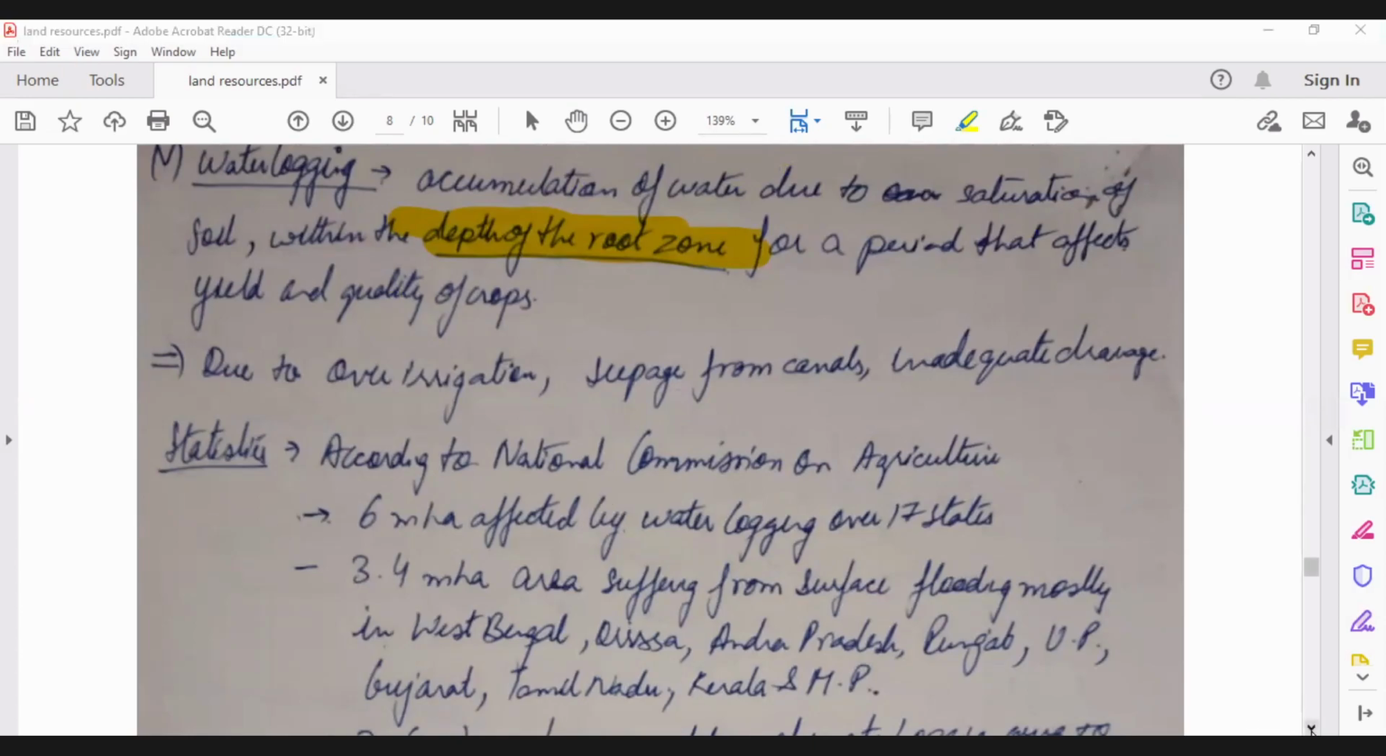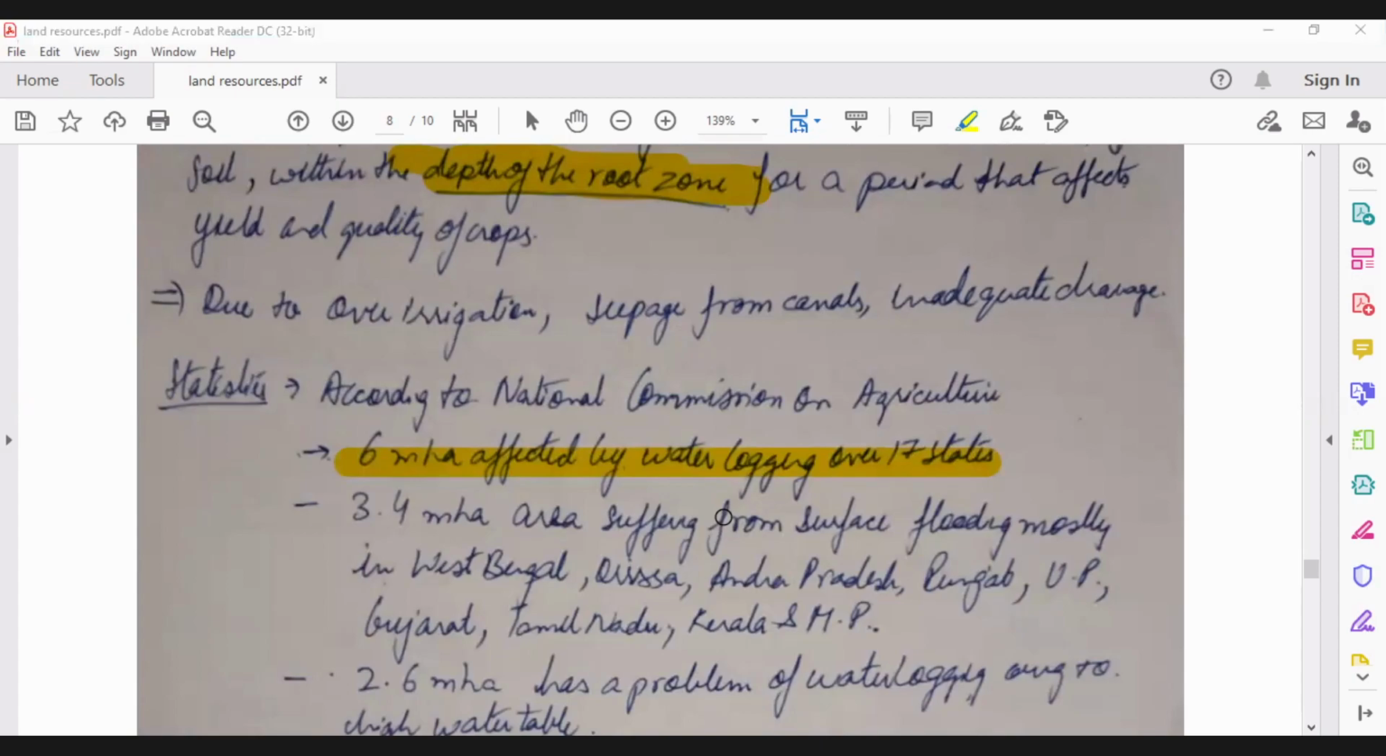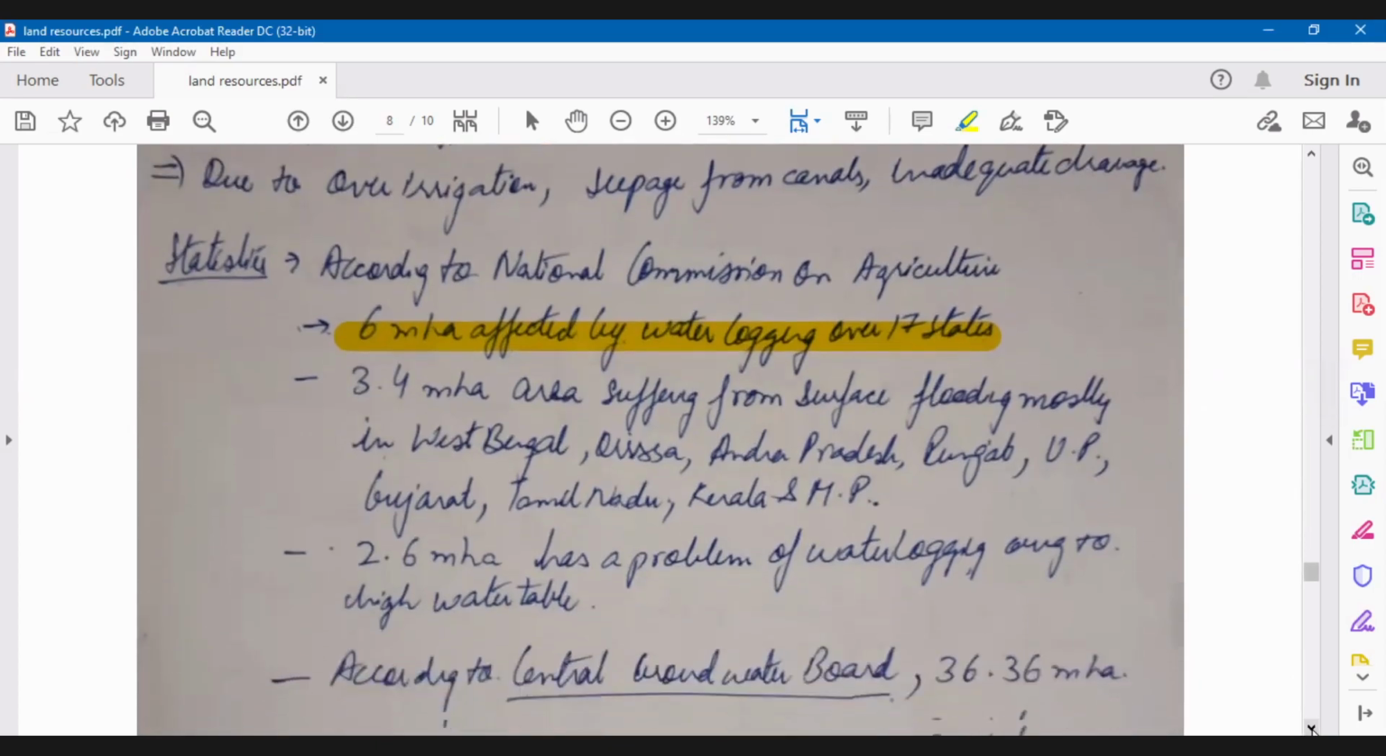In terms of statistics, 6 million hectares of land is getting affected by waterlogging in 17 states. So wherever there is very heavy rainfall in the monsoon season and flooding happens, there you see the side effects or disadvantages of waterlogging. Okay.